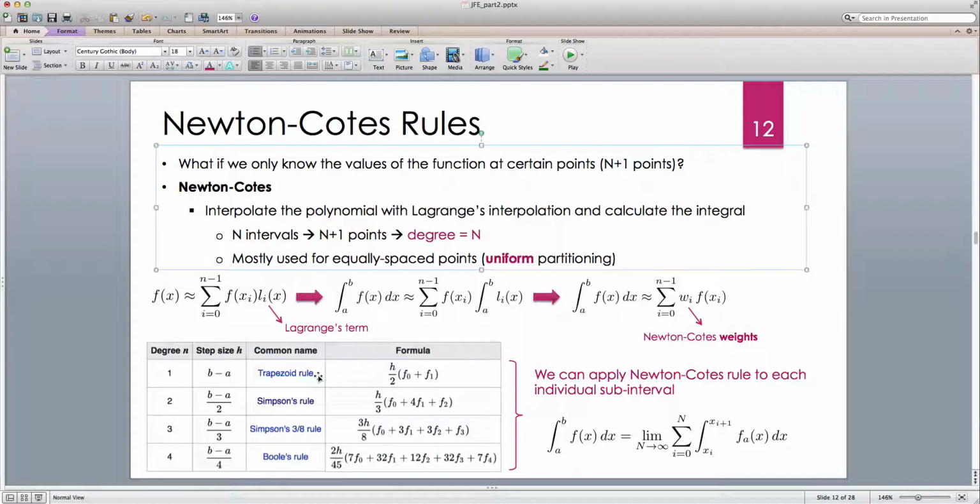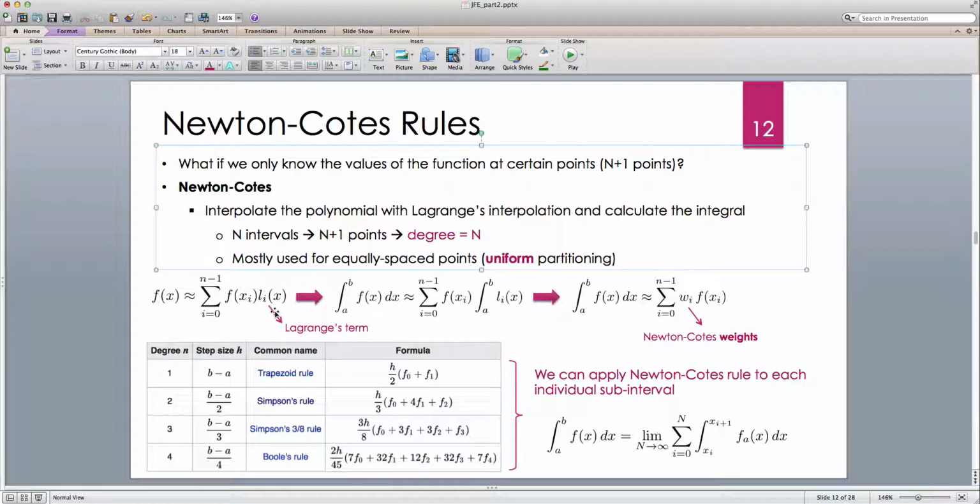So trapezoid is first degree, Simpson is second degree, and then Simpson's 3/8 rule is also degree 3, and then we have also Boole's rule, which is interpolation with a 4th order polynomial, all right? And this approximation is accurate when the interval is small.